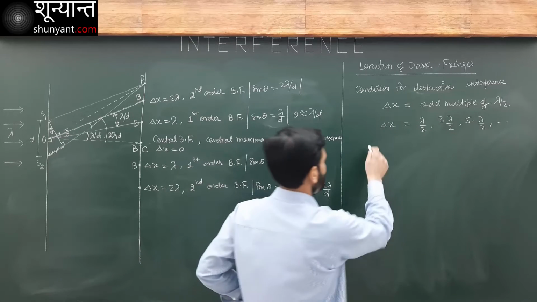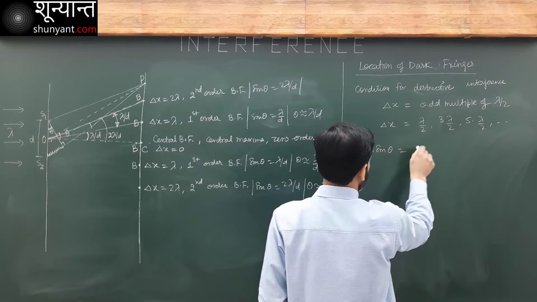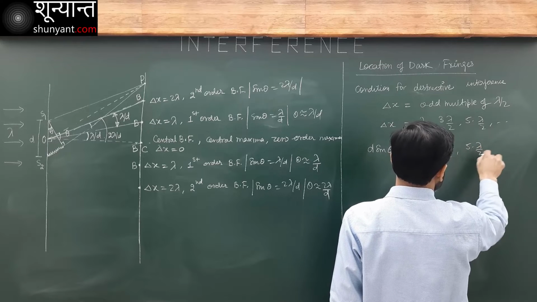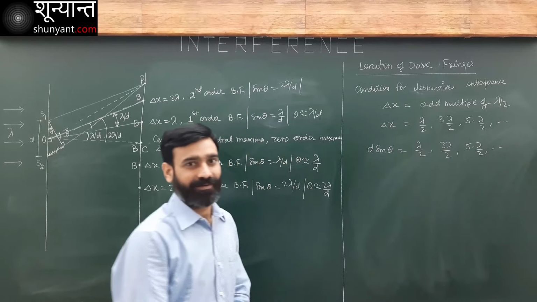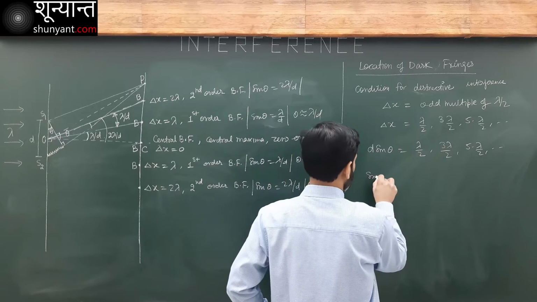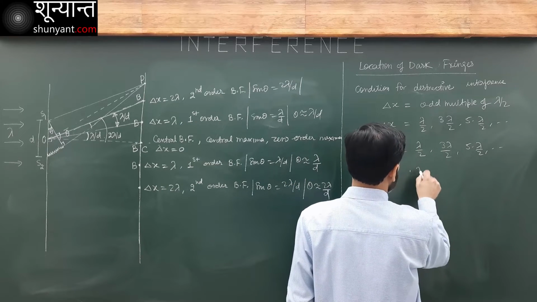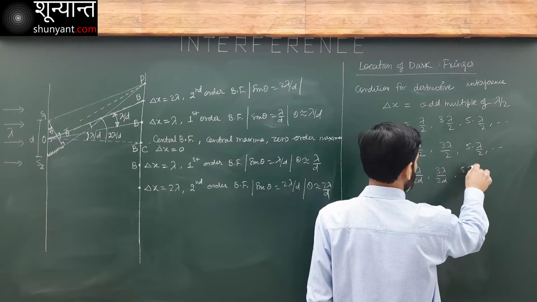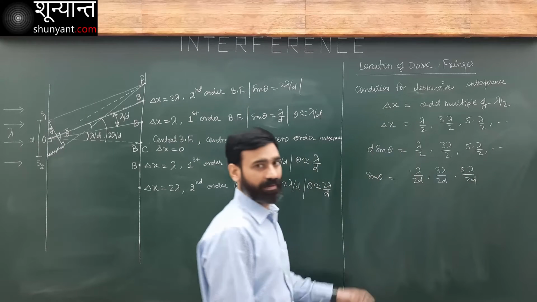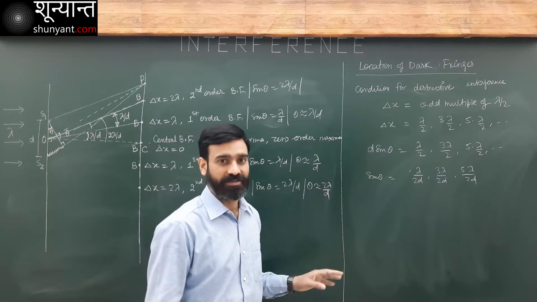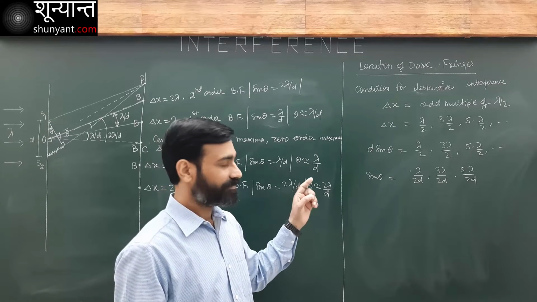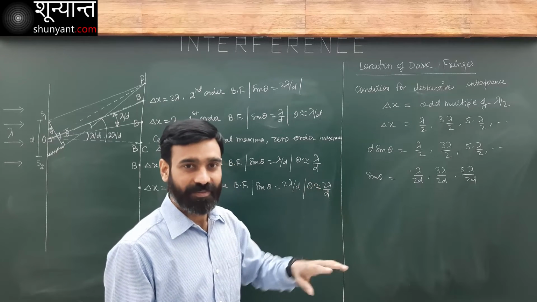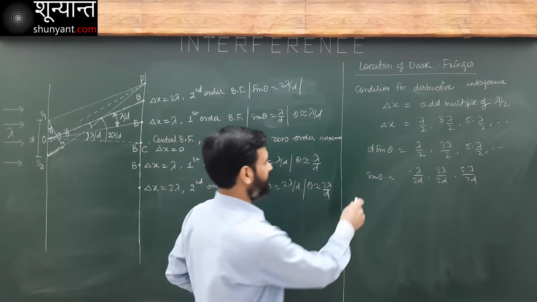That means d sin theta is lambda over 2, 3 lambda over 2, 5 times lambda over 2, and so on. So sin theta is equal to lambda over 2d, 3 times lambda over 2d, 5 times lambda over 2d. These are the positions of dark fringes, the positions where destructive interference happens. The positions where intensity is minimum are known as dark fringes. Okay, now near center.